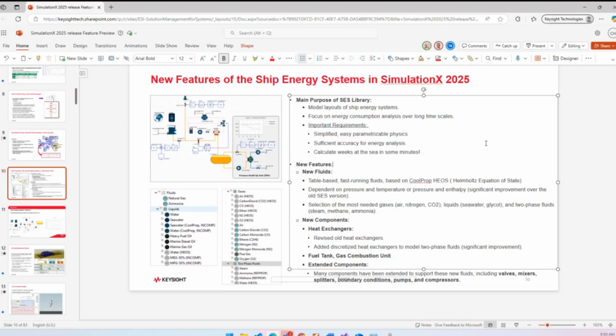What is new, or why have we chosen this approach? In the old version of the SES library, the fluid properties were pressure independent, and we said that's not sufficient. So now we have pressure and temperature dependent fluid properties, or if we have a two-phase fluid, we also have pressure and enthalpy dependent fluid properties. At first stage, we just have a short selection of the most needed gases, liquids, and two-phase fluids. I want to show you later.